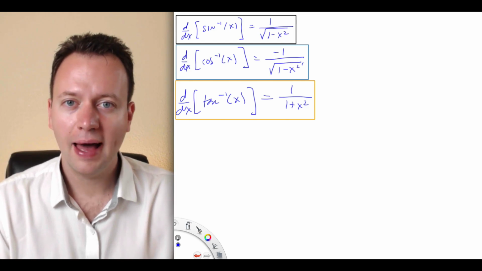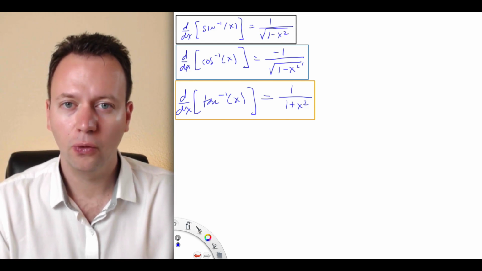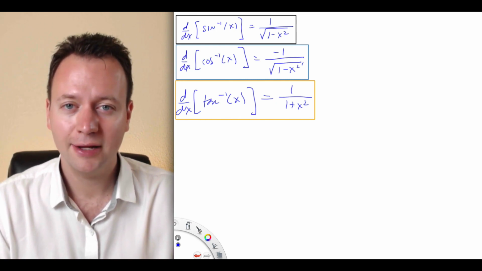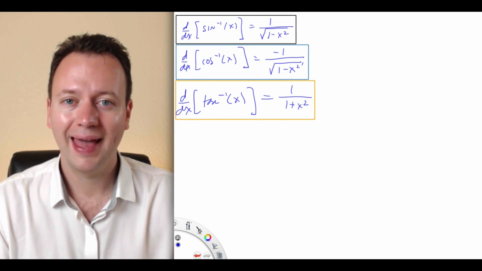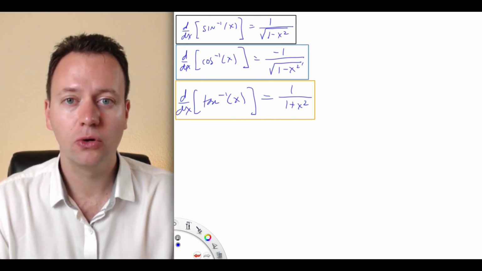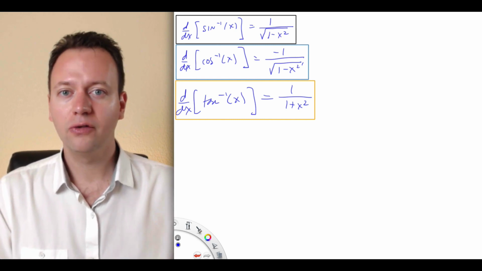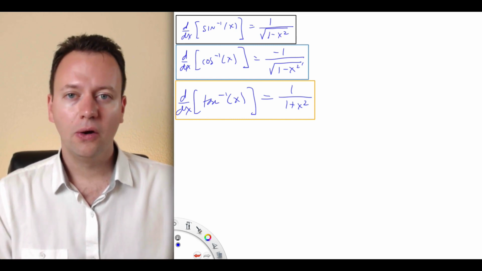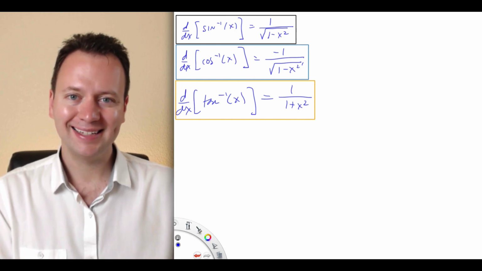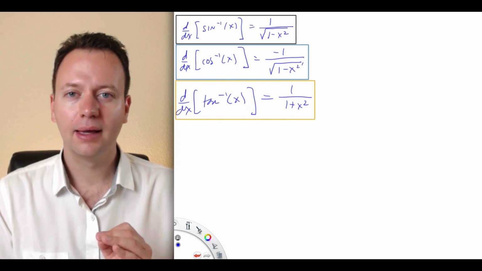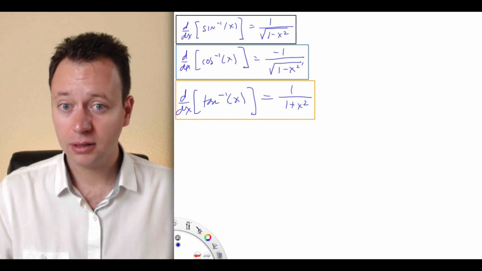We just saw how to derive the derivative rules for the inverse trig functions, in particular the derivative of arcsine, arccosine, and arctangent. Next, we're going to look at how to use these rules in coordination with the chain rule. So what if you don't have arcsine of x? What if you have arcsine of 5x? Or arcsine of e to the x? How do you take the derivatives of composite functions involving the inverse trig functions?